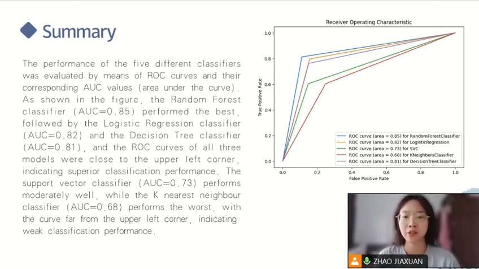The performance of 5 different classifiers was evaluated by means of ROC curves and their corresponding AUC values. As shown in the figure, the random forest classifier performed the best, followed by the logistic regression classifier and the decision tree classifier, and the ROC curves of all three models were close to the upper left corner, indicating superior classification performance. The support vector classifier performed moderately well, while the k-nearest neighbor classifier performed the worst, with the curve far from the upper left corner, indicating weak classification performance.